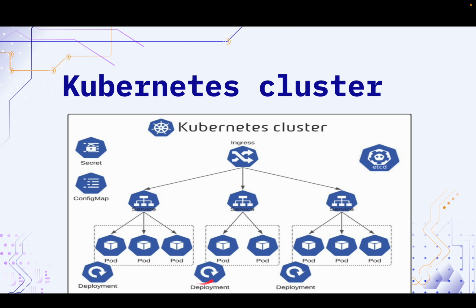If we see here a deployment, deployment is another component in Kubernetes. This is an abstraction over pods and replica set. So there is a pod and a container, right? And what we can do is expose these pods with the help of service.